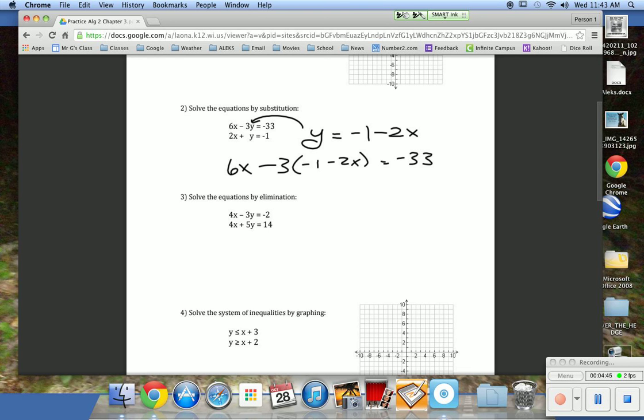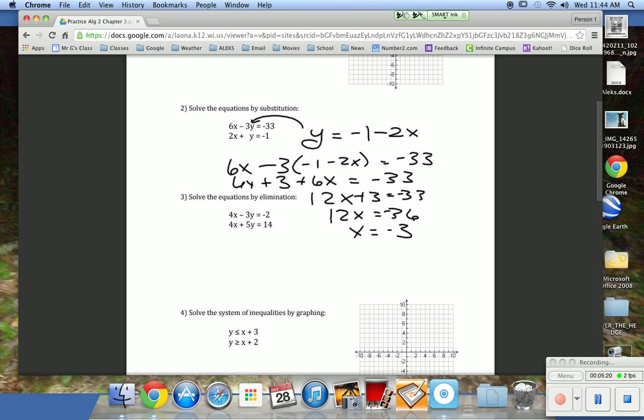Okay. So now I'm going to solve for this. 6x minus 3 times a -1 is a +3. -3 times a -2x is a +6x. Equals -33. Combine these, it's 12x plus 3 equals -33. 12x equals -36. And x equals -3.